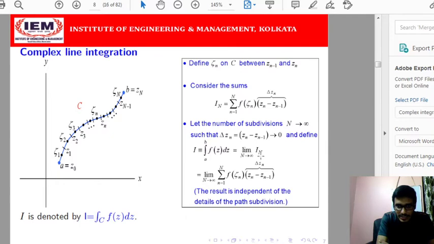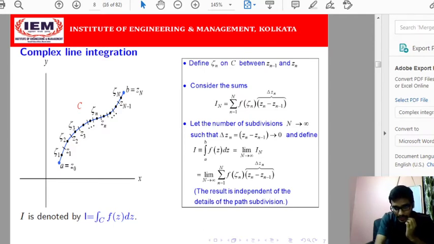So limit n tends to infinity. Whenever n tends to infinity, we take infinite number of points over that curve. Then this sum is defined as the integration from a to b of f(z) dz. That is called a line integration. Often it is denoted by the integral over C of f(z) dz, because here we are taking the limit from the lower part of the segment of that curve to the upper part of the segment of that curve. So that is defined as the line integration over C of f(z) dz.